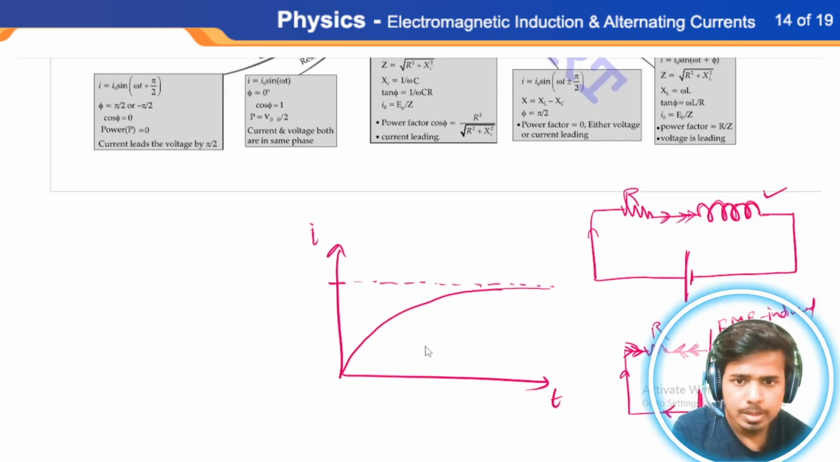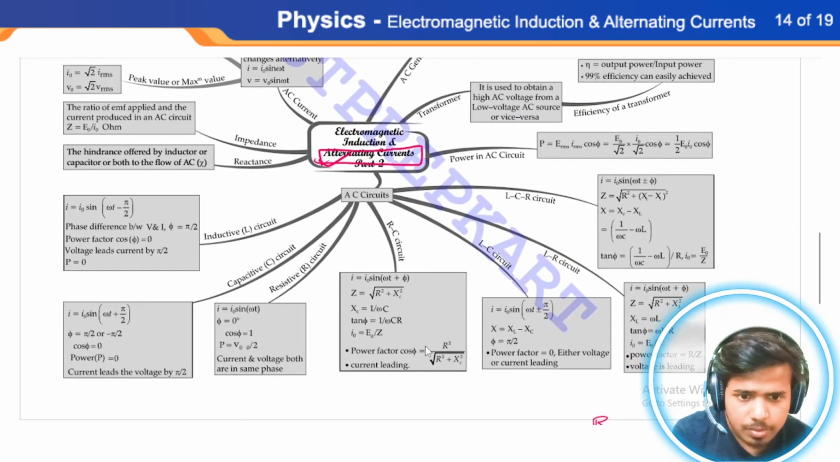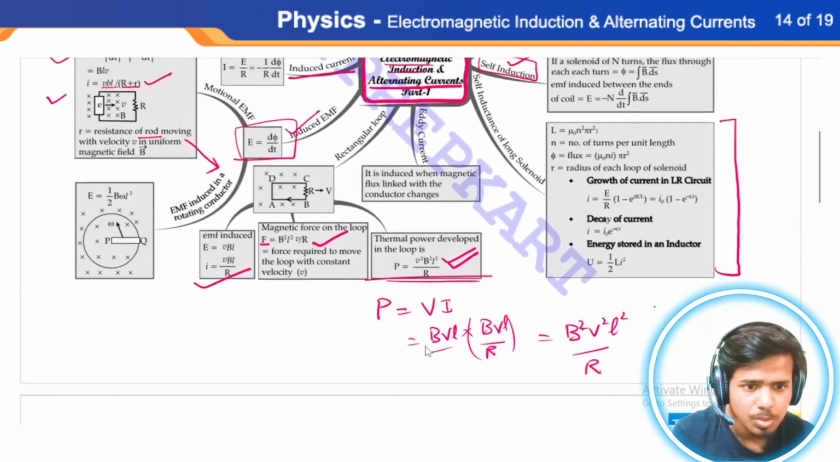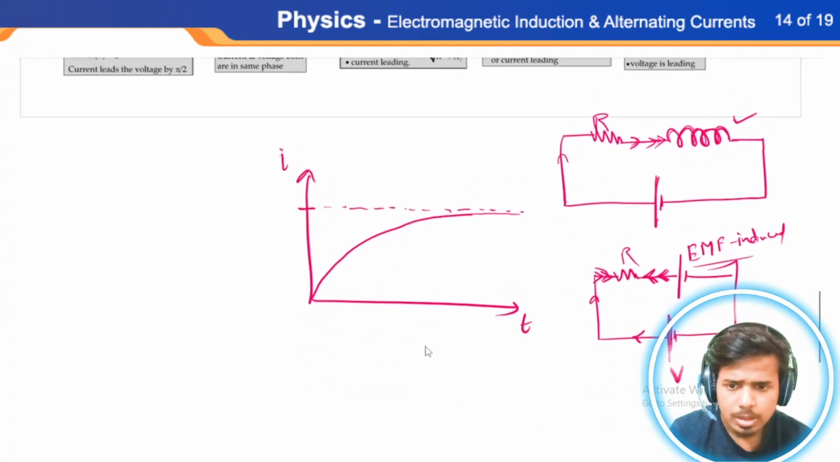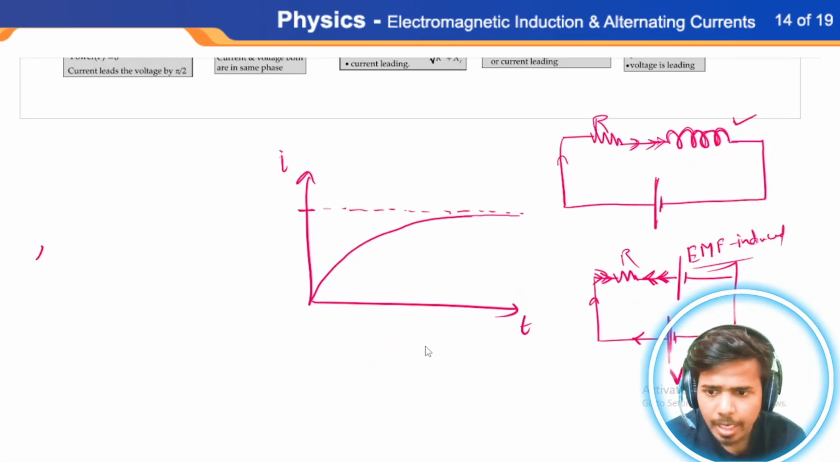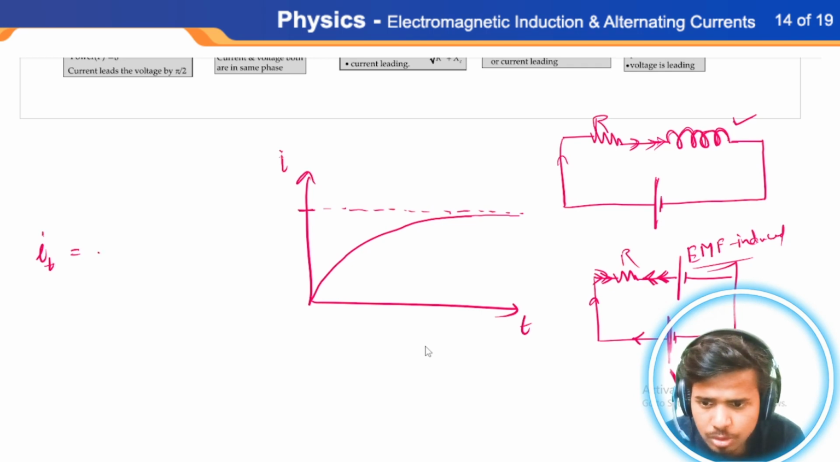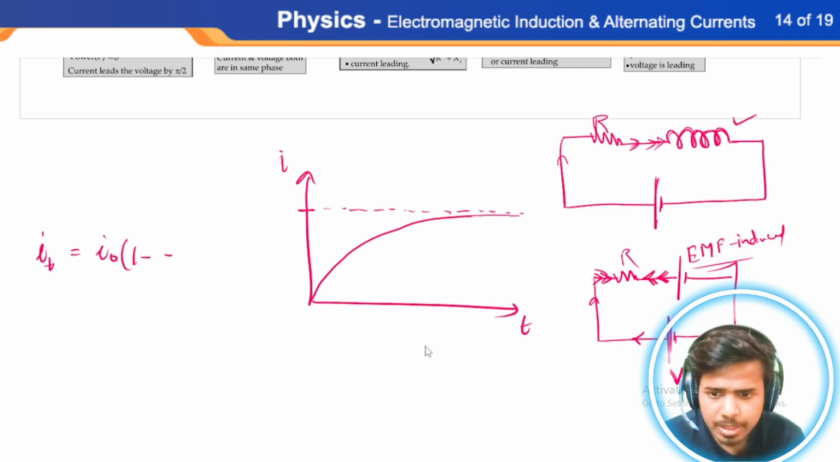So for this one, see, where was I? Yes, we were discussing this portion, the growth of current. So in this case, I as a function of time looks like I naught into 1 minus e to the power minus tR by L.